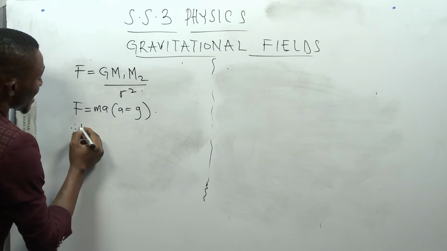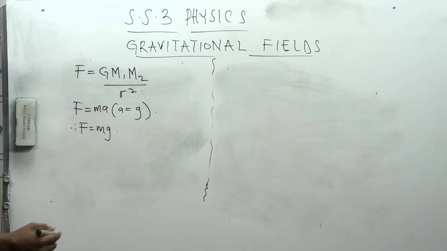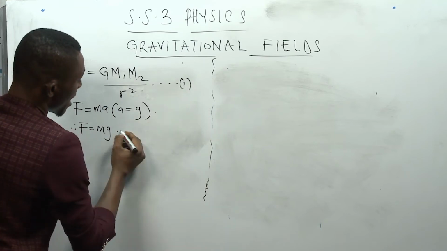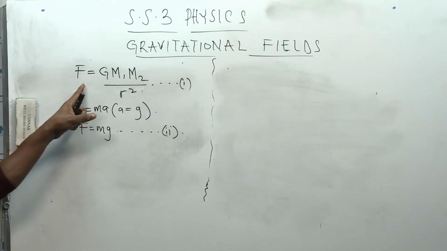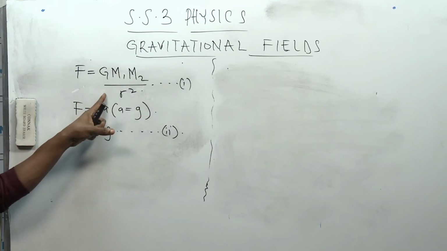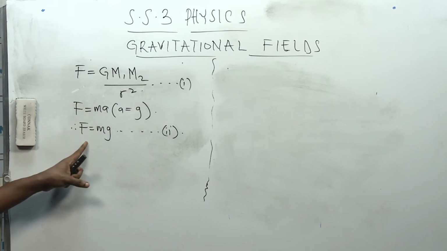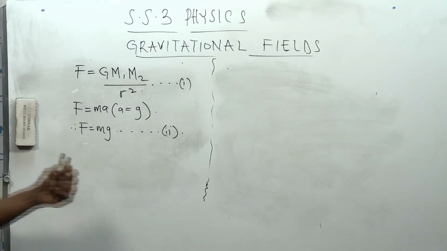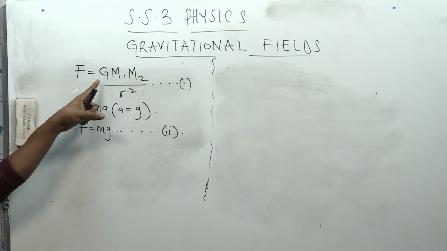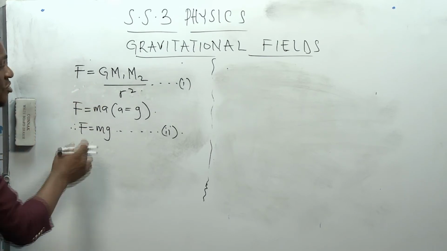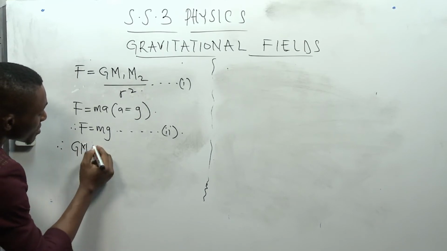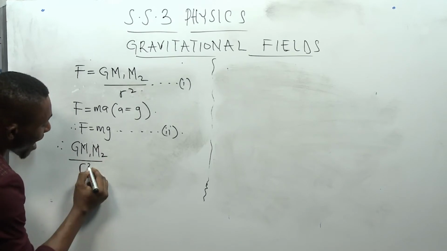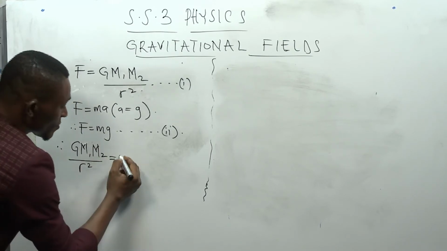And from here we can deduce that F is equal to mg. Let's represent this as equation 1 and this as equation 2. So what we are going to do now is, from equation 1, we know that F is equal to G m1 m2 all divided by r squared, and from equation 2 we know that F is equal to mg. Since the values of F are both equal, we want to equate those two values together so that we have G m1 m2 all over r squared equal to mg.